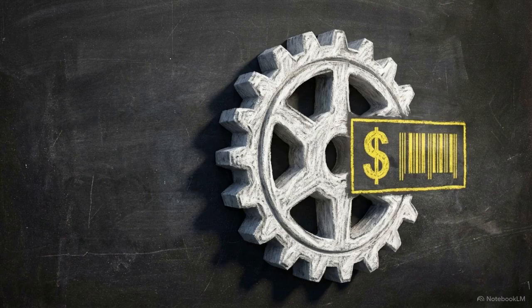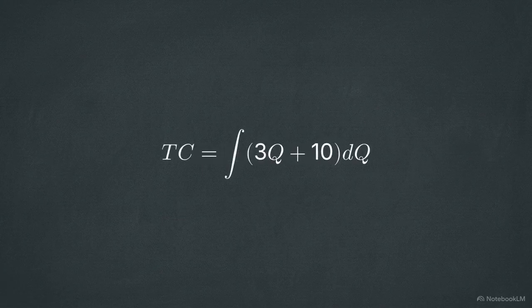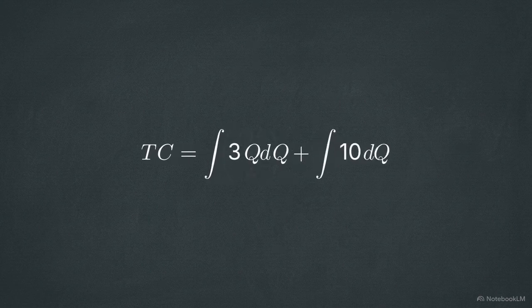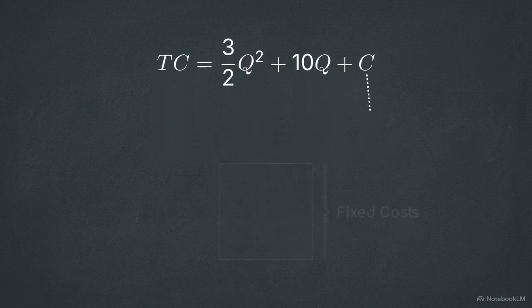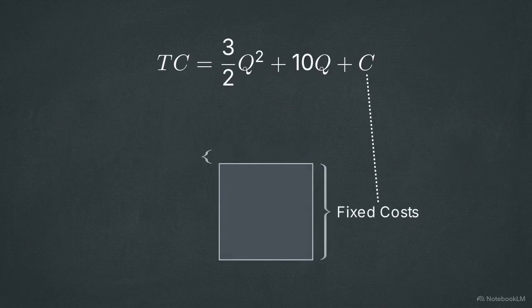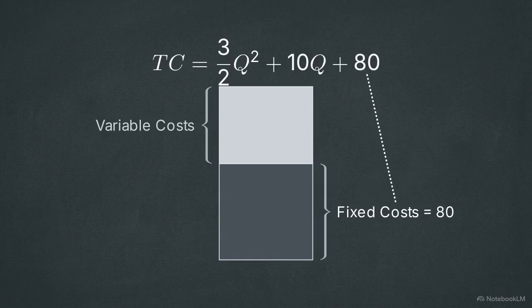Marginal cost is the expense incurred by producing exactly one additional unit. Here we have a marginal cost rate of 3Q plus 10, with Q representing the quantity of units. To find the total, we set up the integration with respect to Q. Distributing the integral, the total cost function resolves to 3/2 Q squared plus 10Q plus C. In this business context, that plus C represents the company's fixed costs, which exist even if 0 units are produced. Here, those fixed costs equal 80.